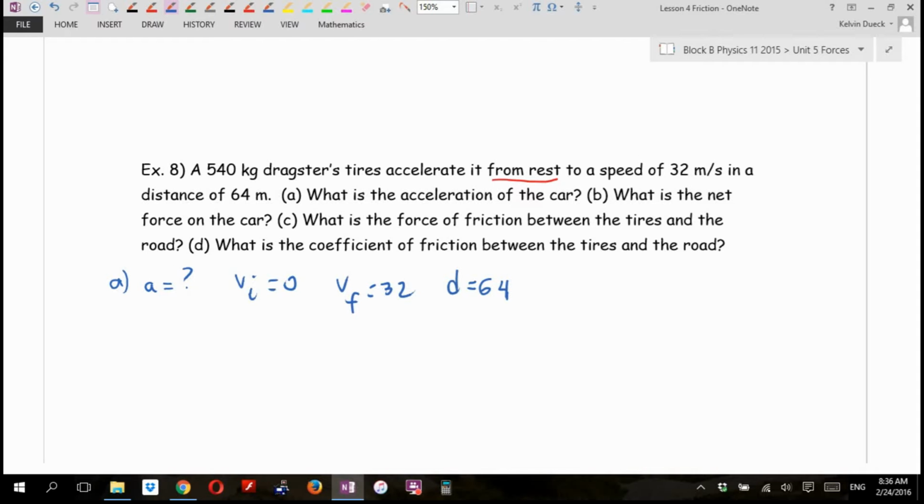Which one? You're right, it's the VF squared equals VI squared plus 2AD. Can you get the D by itself? Sorry, can you get the A by itself? Okay, the equation is this.